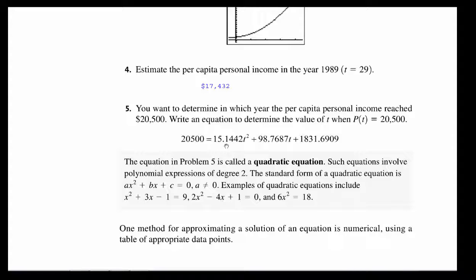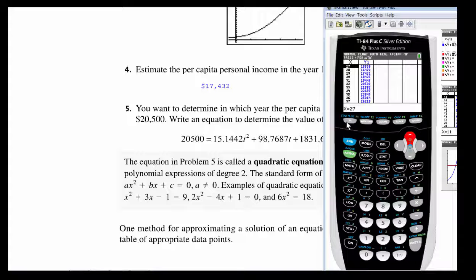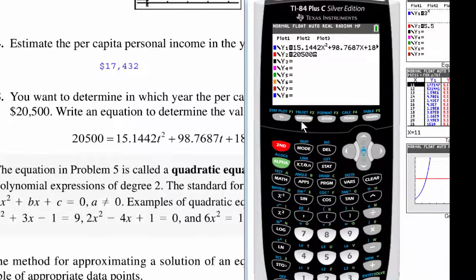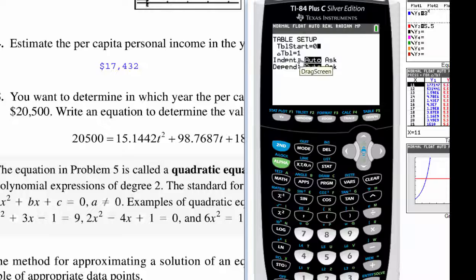All right, so the numerical approach, we're going to graph both sides of the equal sign. So I take out my calculator, I press y equals. The right side of the equation is already in our calculator, and the left side is this 20,500. Again, I want to make sure my table is set up to count by ones, and in this case, I'm going to start at 0. So I'll start at 0, I'll count by 1. I press second and the graph key.